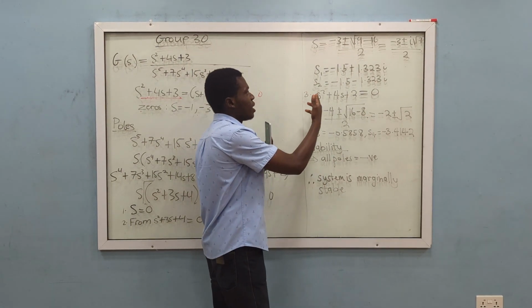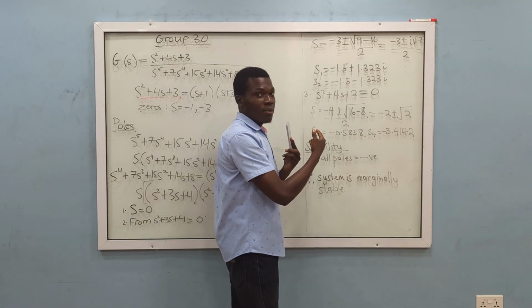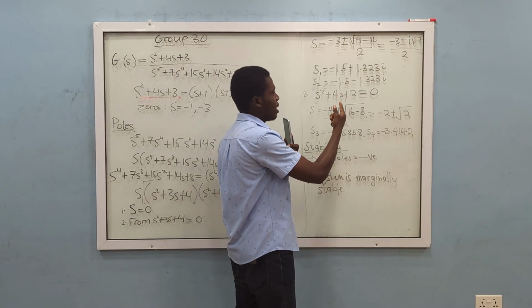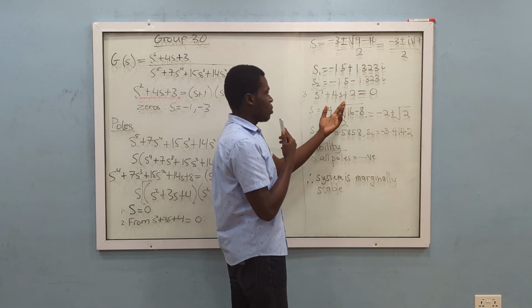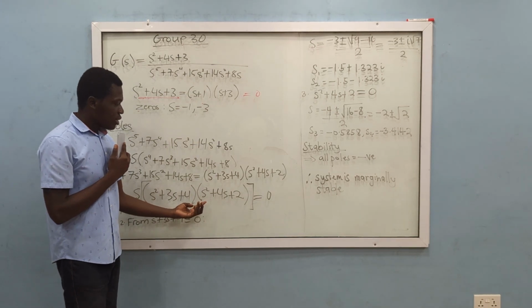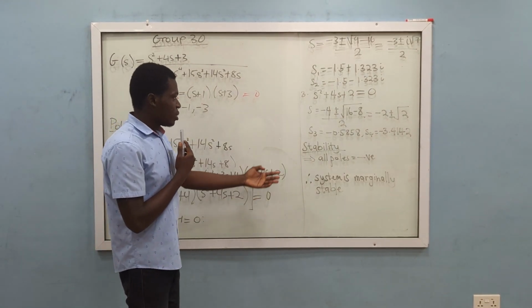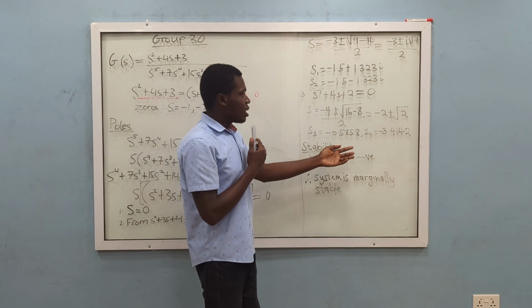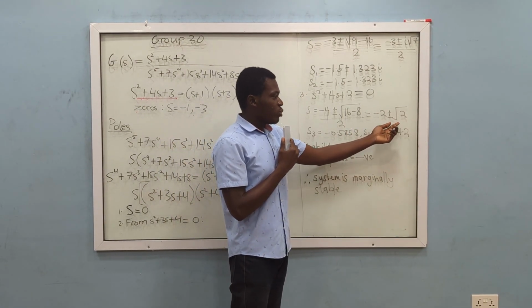And breaking it down into decimals, you have our s1 being -1.5 plus 1.32i, and our s2 being -1.5 minus 1.32i. And then we take our third factor, s squared plus 4s plus 2, and equate it to 0 again. So same concept, we get our roots to be -2 plus or minus root of 2.